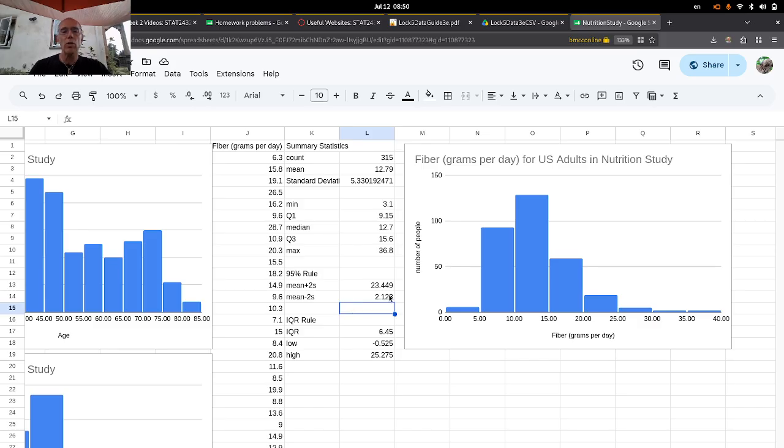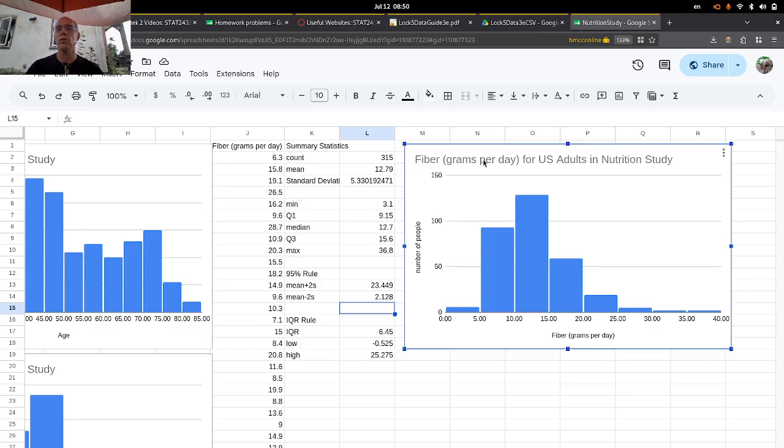For the IQR rule, we have a max of 23. Again, we have a bunch above that, and a min of 2-ish for the rule, but in our actual sample, nobody had below 3.1 grams of fiber per day on average. So no one had an unusually low fiber intake by our outlier rules here.